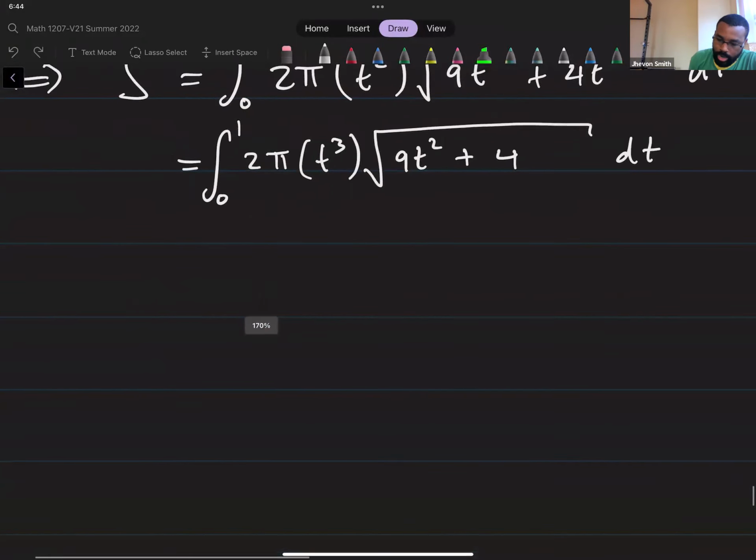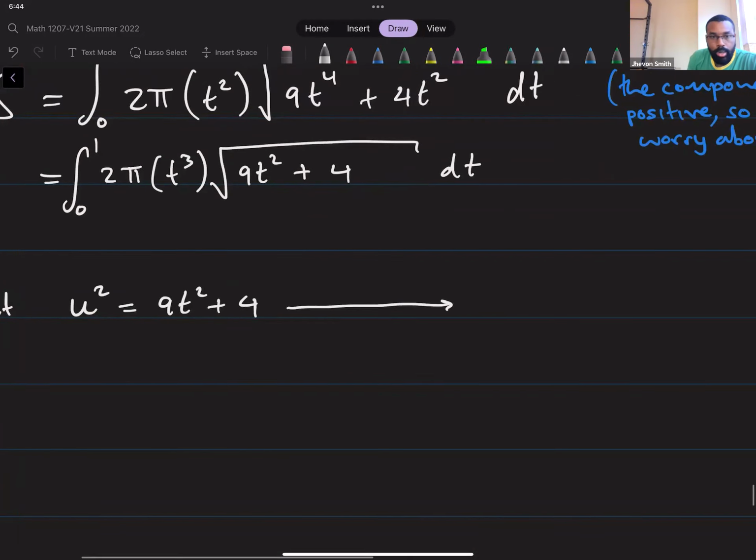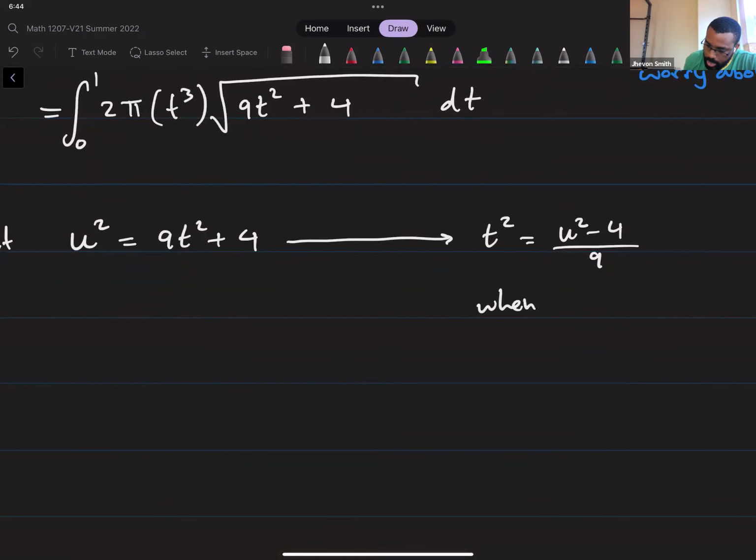So as before, to not have to worry about the radical, I'm going to set u squared equals what's underneath that radical. Of course, that's going to have certain consequences. For example, t squared is going to be u squared minus 4 all over 9. And I'm also going to change the limits. When t equals 0, our u would be 2. When t equals 1, our u would be rad 13 of all things.